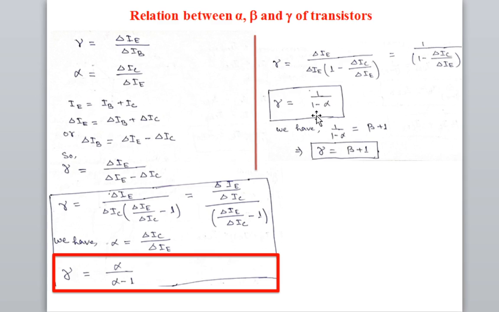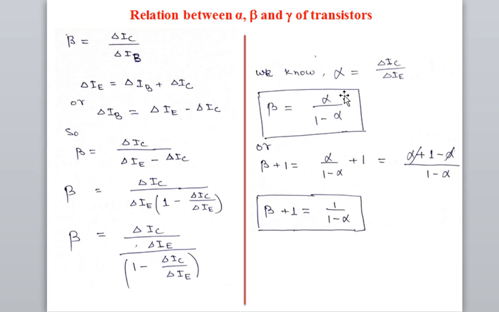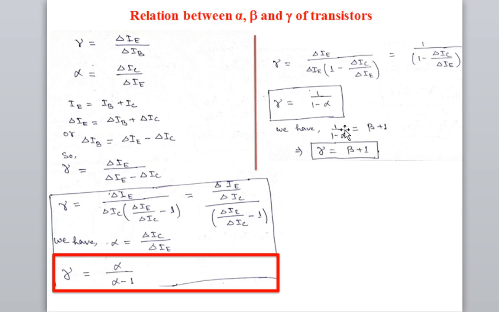And we know that 1 upon 1 minus alpha is equal to beta plus 1. If I substitute, gamma is equal to beta plus 1. So this gives the relation between gamma and beta. So gamma is equal to beta plus 1 and gamma is equal to 1 upon 1 minus alpha. So I have developed a relation between alpha, beta and gamma, that means common base transistor, common emitter transistor and common collector transistor.